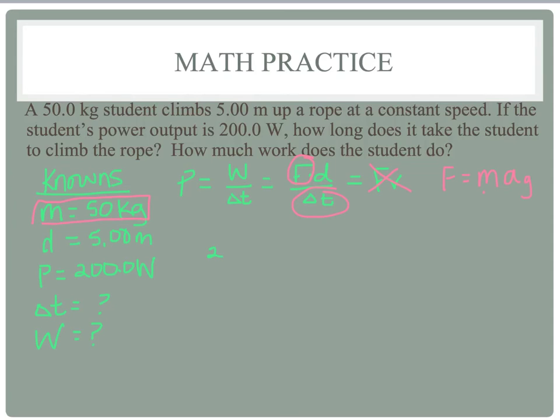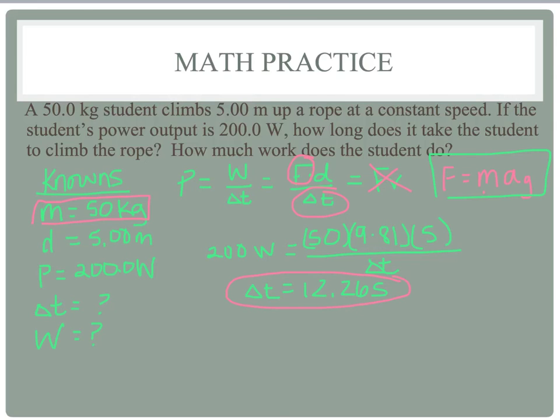So the power is 200 watts, and that's going to be equal to our F equals ma version of force. So we'll have 50 kilograms times 9.81, and then times our distance of 5 meters. And we're going to divide that by time. And now if we solve all of that, I'm going to run out of room if I do it, but I did it before, we find that the time comes out to 12.26 seconds. So there is our first answer.